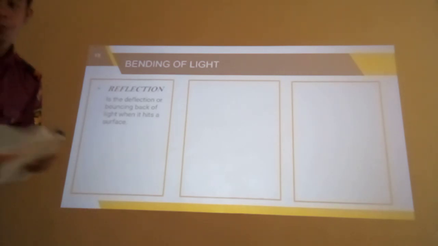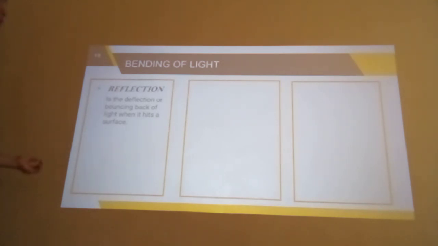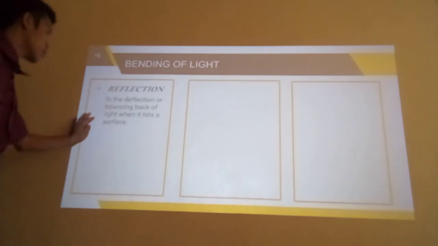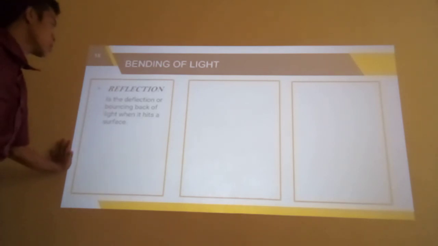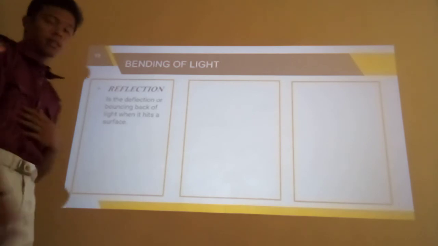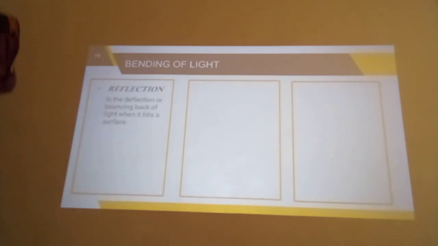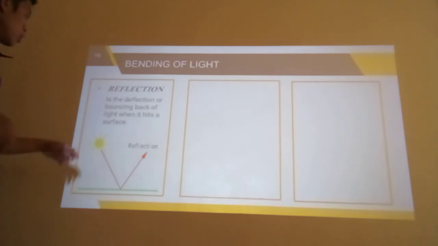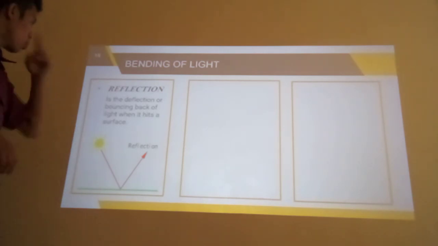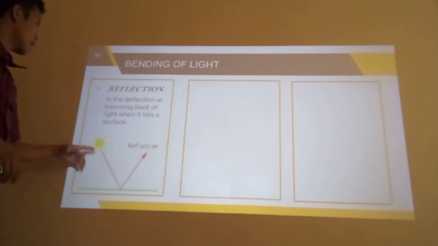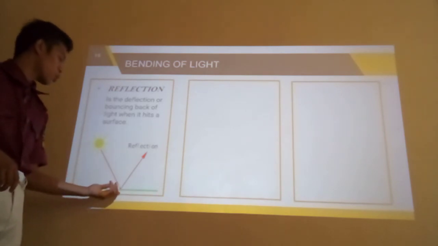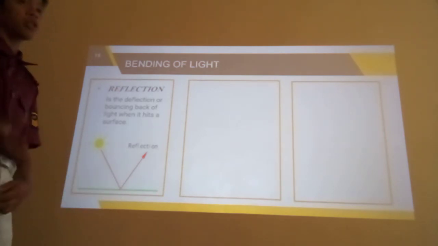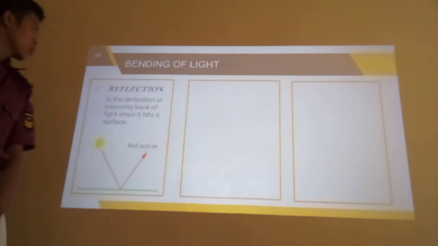So number one is reflection. What is reflection? Reflection is the deflection or bouncing back of light when it hits a surface. I have here an example of reflection. As you can see, this is the sun, and the light is bouncing back. So this is the reflection. An example is the mirror.